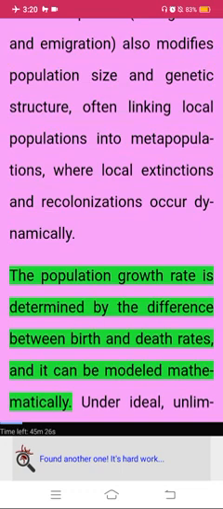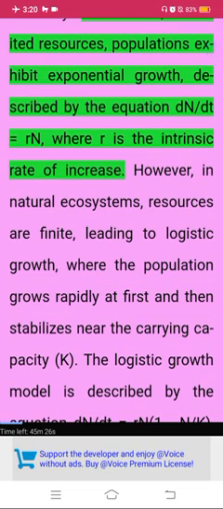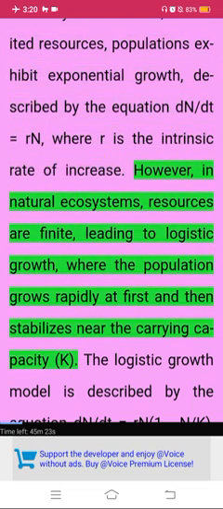The population growth rate is determined by the difference between birth and death rates, and it can be modeled mathematically. Under ideal, unlimited resources, populations exhibit exponential growth, described by the equation dN/dt = rN, where r is the intrinsic rate of increase. However, in natural ecosystems, resources are finite, leading to logistic growth, where the population grows rapidly at first and then stabilizes near the carrying capacity K.